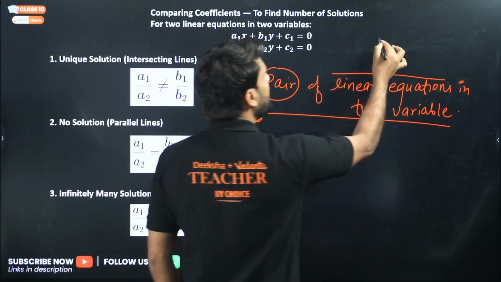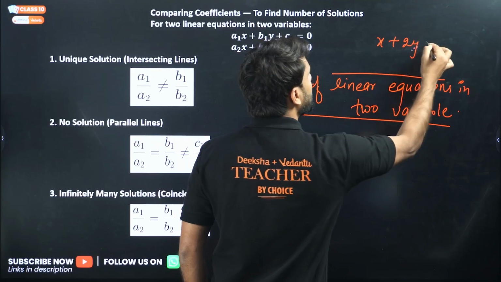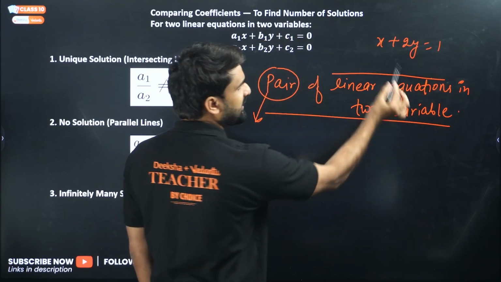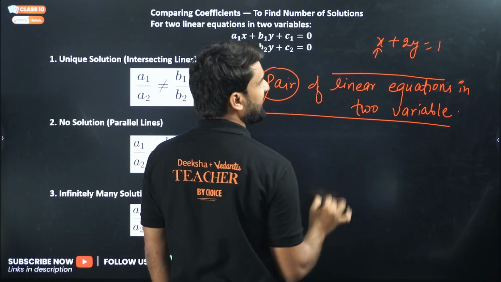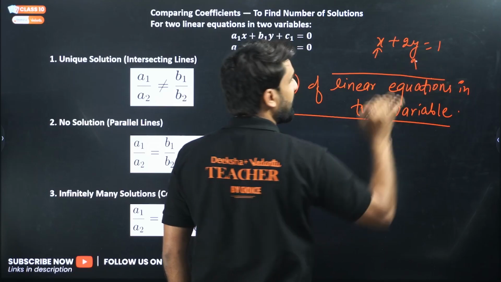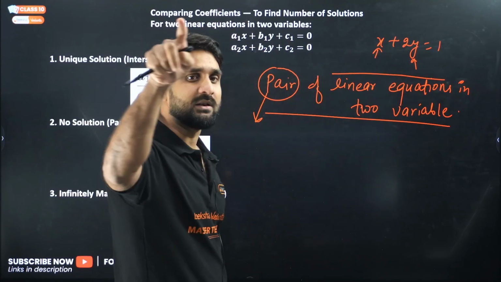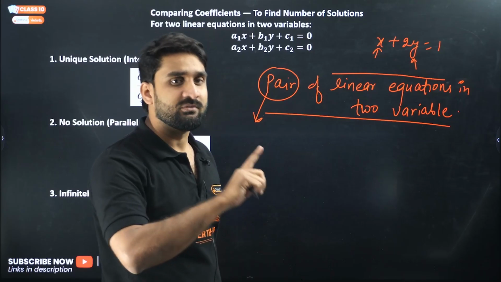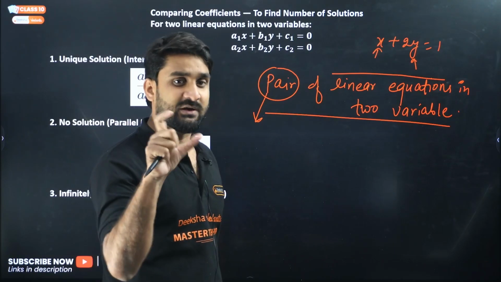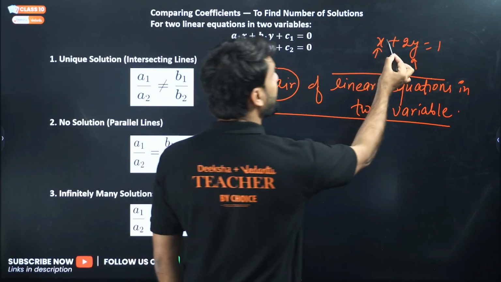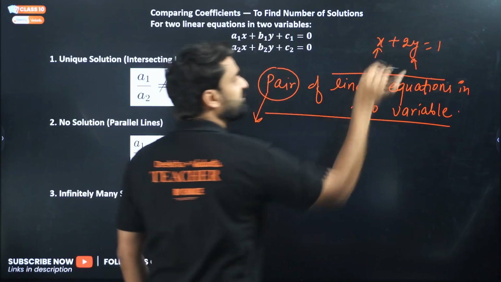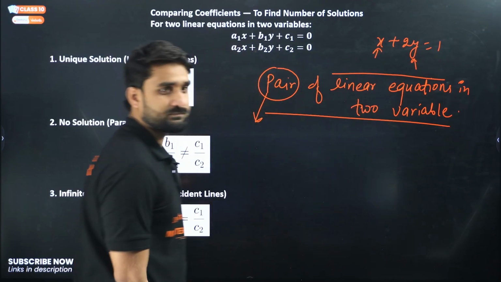If I write here x plus 2y equals 1, look, there are two variables. One variable is x and the other variable is y. And what is the power of both? The power of x and y is 1. No 2 is there, no 3 is there. Only power is 1, the degree is 1. And if the power of variables is 1, such an equation is called a linear equation.